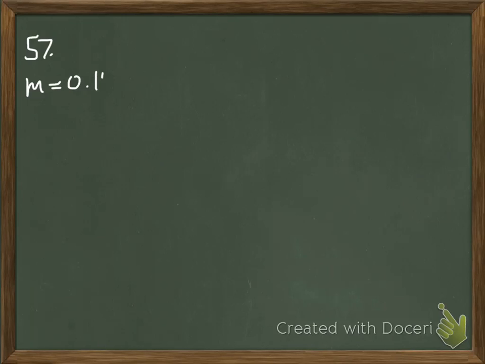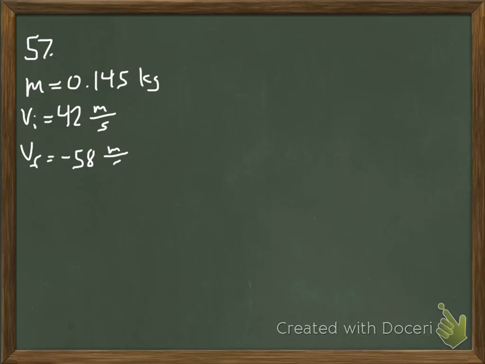Number 57. We're given the mass of the baseball. We are also given the initial velocity of the baseball before it is hit by the batter, and then we're also given the final velocity of the baseball after it's hit by the batter.